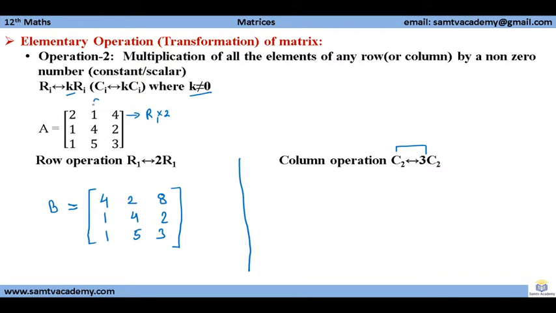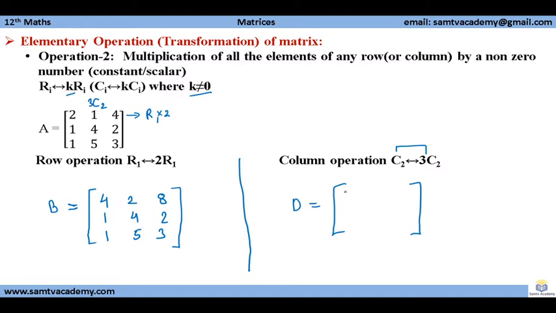This is C2 and that is replaced with 3C2. It means we have to multiply each element of C2 with 3 and replace C2 with that value. So the matrix D will be equal to this matrix.